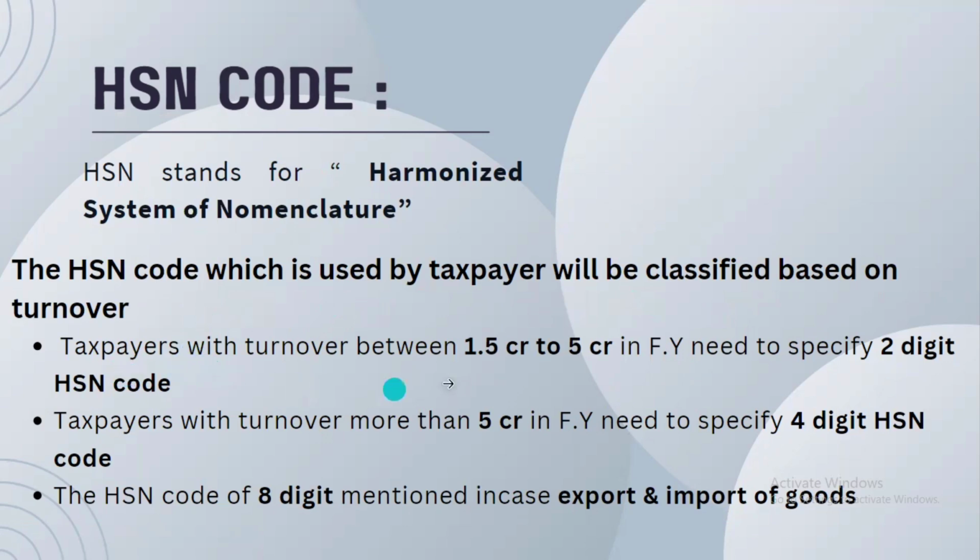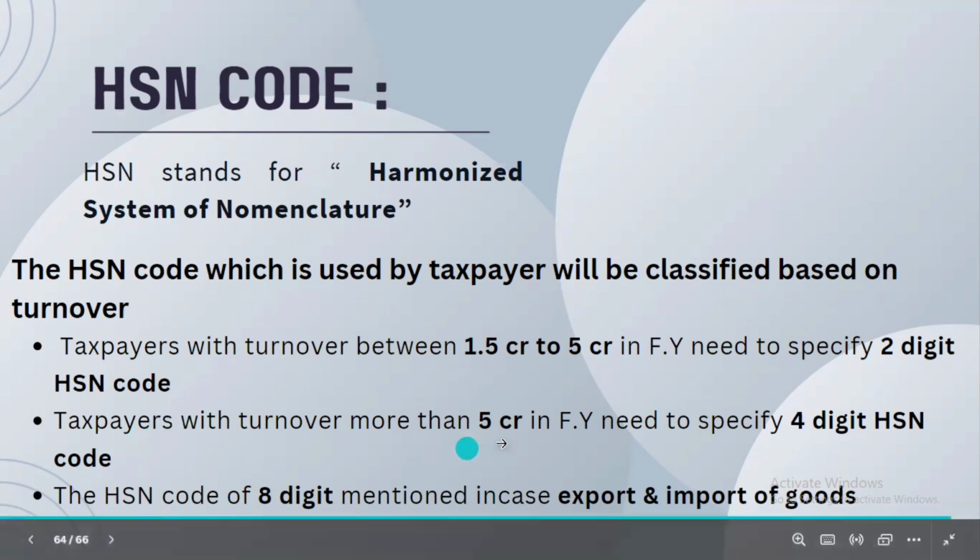Taxpayers with turnover between 1.5 crore to 5 crore in a financial year need to specify a two-digit HSN code. Taxpayers with turnover of more than 5 crore in a financial year need to specify a four-digit HSN code, and an HSN code of 8 digits shall be mentioned in case of export and import of goods. This is how the HSN code gets classified based on the turnover of the taxpayers. This is nothing but HSN code.